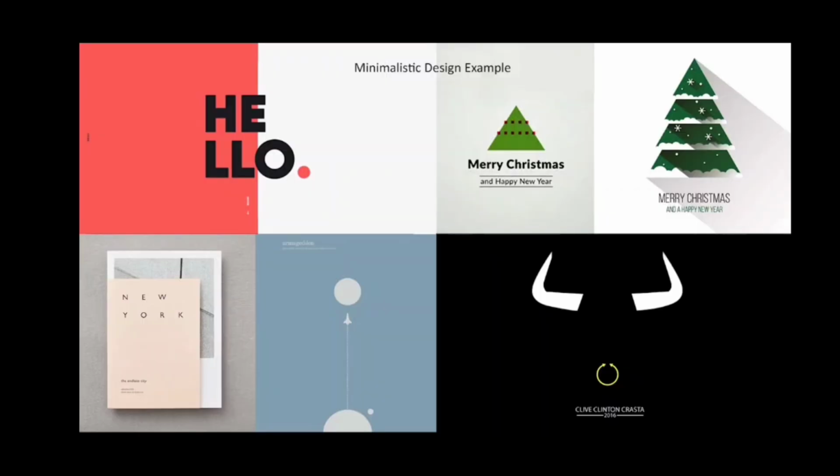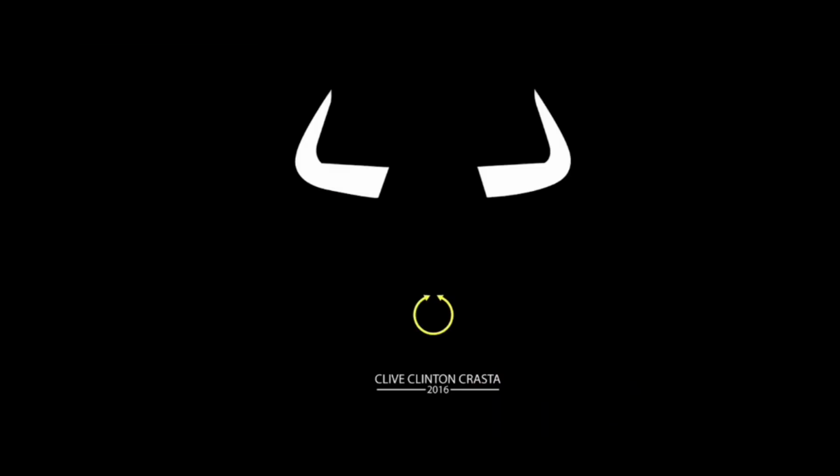Now here are some examples of minimalistic design. Let's have a look at them. In this design, we are clearly getting a message that this is an ox, but only 3 shapes have been used in this. There is no detail of the face of this animal, but still we are able to understand that this is an ox.